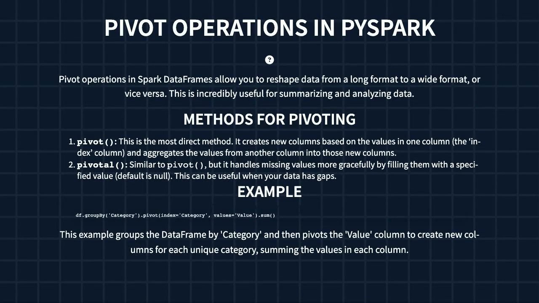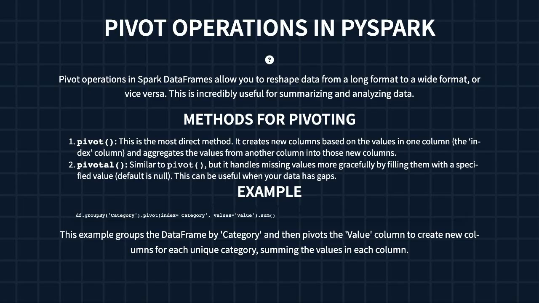Okay, let's talk about pivoting data in PySpark. Pivoting is a really handy way to reshape your DataFrame, essentially turning long format data into a wider layout or vice versa. You've got two main tools for the job: pivot and pivotal. Pivot is straightforward. It creates new columns based on unique values from an index column, aggregating data from another column. Pivotal is similar but handles missing values a bit better by letting you specify what to fill those gaps with, defaulting to null if you don't say otherwise.